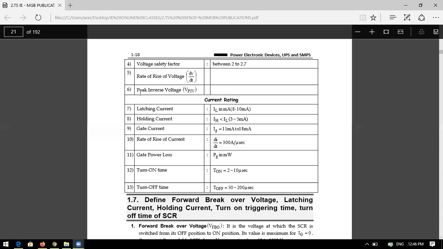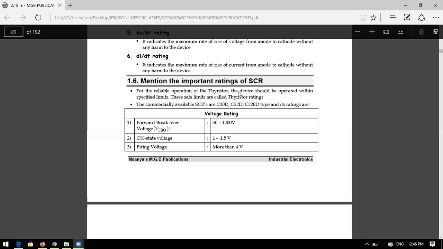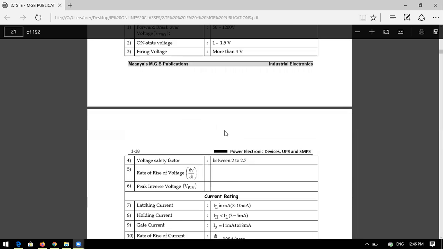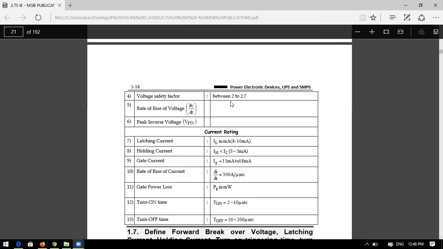Next, peak inverse voltage. Peak inverse voltage is in the order of the same as your anode voltage. Forward breakover voltage is 50 to 200 volts. So here, 50 to 200 volts. Here the rate of rise of voltage is 10 volts per millisecond. You have to write down these columns.